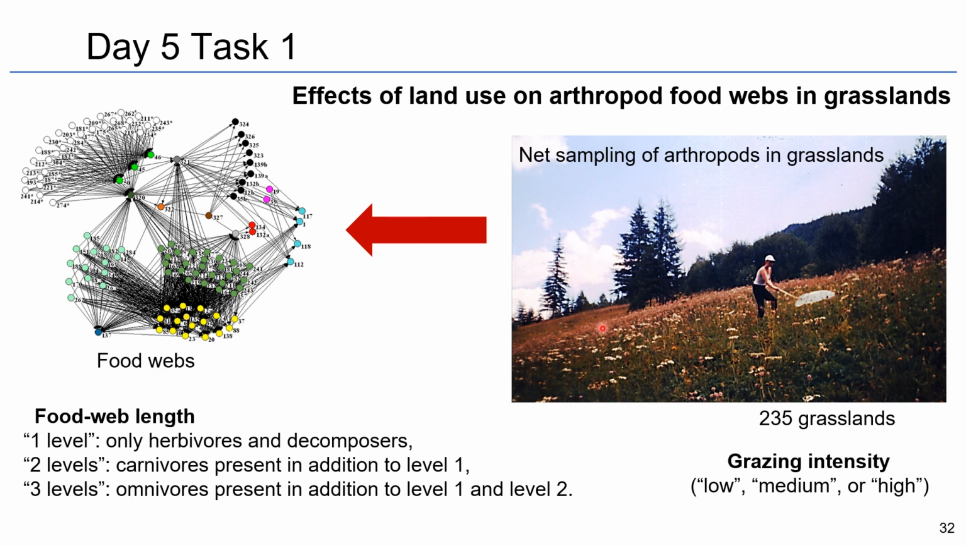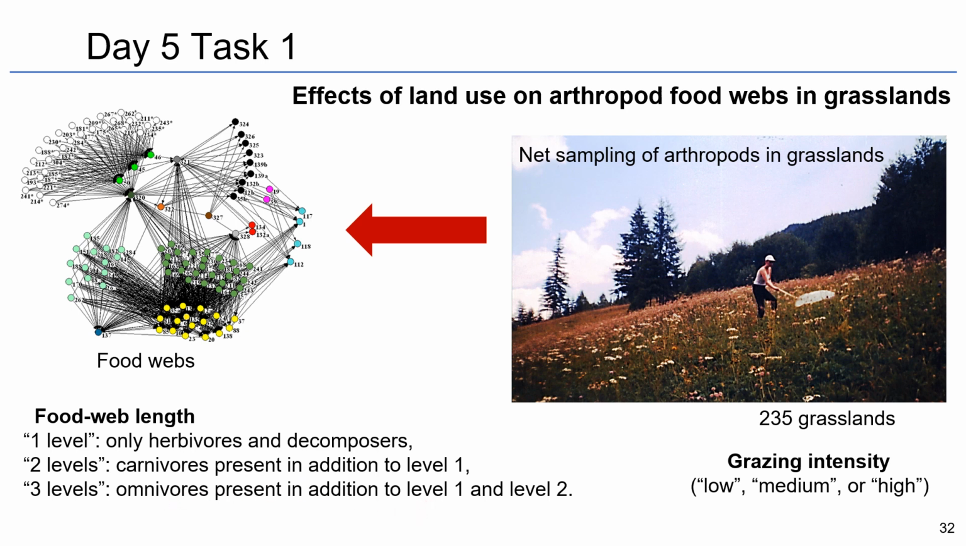And then we used these arthropod communities and assembled food webs. And as you might remember, the food webs are the trophic interrelationships between species, so who eats whom. And then we measured the length of this food web, how long is it? And this food web length also is a variable with 3 categories. So the food web with 1 trophic level includes only herbivores and decomposers. And food web with 2 trophic levels includes also carnivores in addition to level 1. And 3-level food web includes also omnivores in addition to level 1 and level 2.